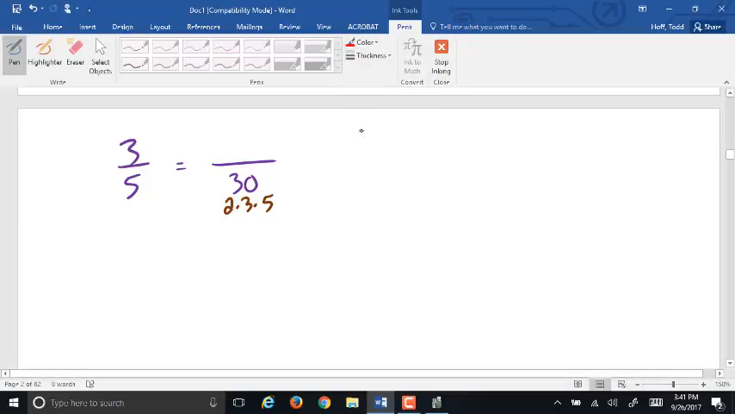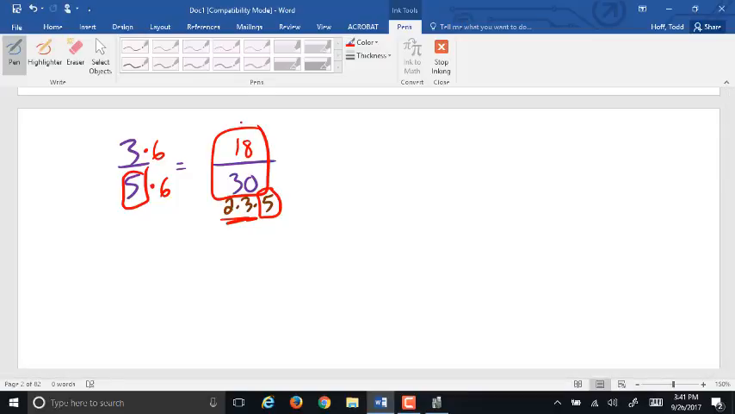Well, if I look at those, they both have that 5, don't they, in the denominators? But this one has stuff that the other one doesn't have, namely the 2 and the 3. So that tells me I need to multiply this one by 2 and 3, or otherwise known as 6. 2 times 3 is 6. 3 times 6 is 18. So I can use factoring to tell us what I need to do to those fractions to make them equivalent.